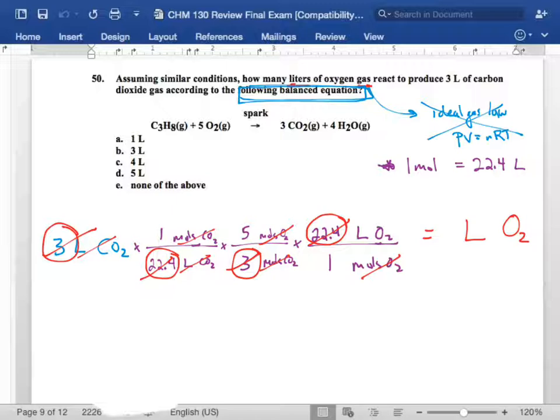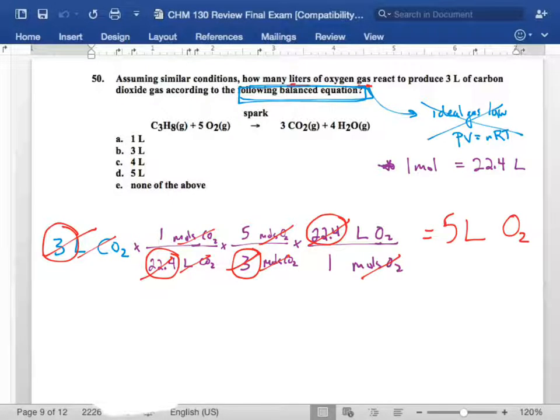What's 1 times 5? 5. Divided by 1? 5. Our answer is 5 liters. We didn't need a calculator at all. Right? Yes? So couldn't we have just started with liters and converted it from liters to liters?